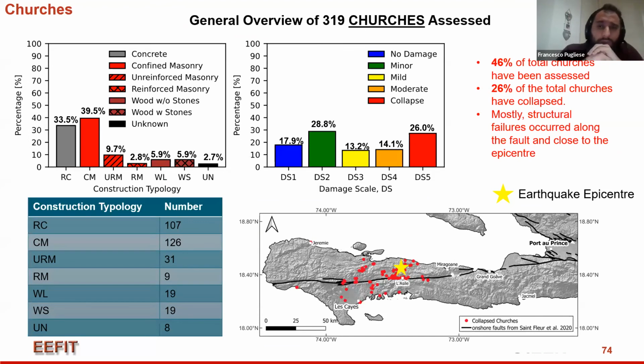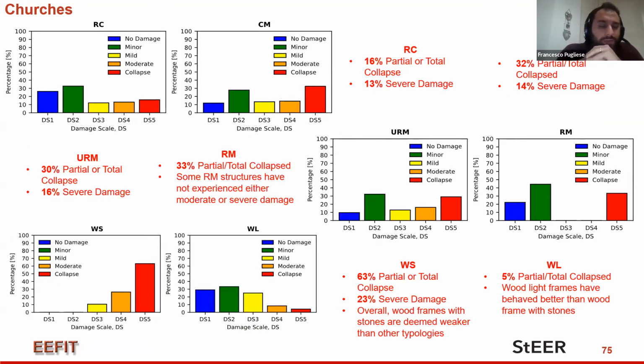In the next slide, we have also detailed some of the structure topology in terms of damage assessment. You can see reinforced concrete structures have behaved better than confined masonry. We have, unfortunately, 60% of total collapse for reinforced concrete structures and merely 32% for confined masonry. Same thing for unreinforced bearing walls and reinforced bearing walls. We have actually 30 and 33% of total collapse. And finally, we have wood with stone infills and wood with light frame. And basically here, for stone infills, 63% of them have collapsed, compared to 5% total collapse for the wood with light frames.